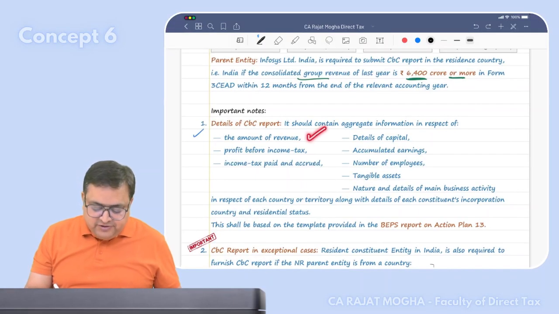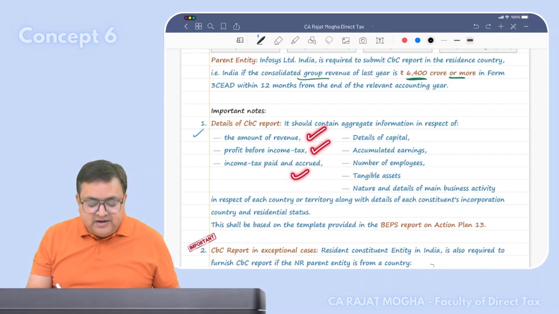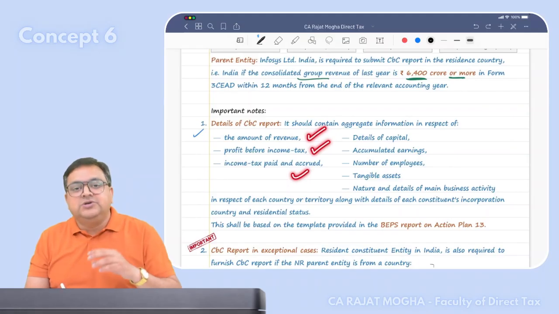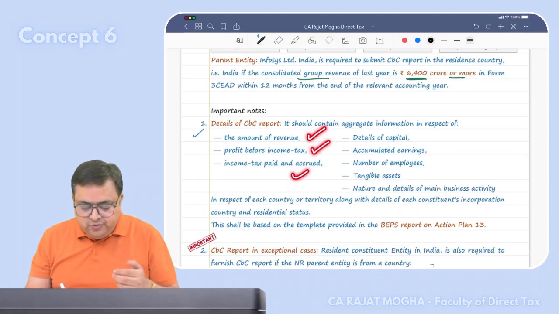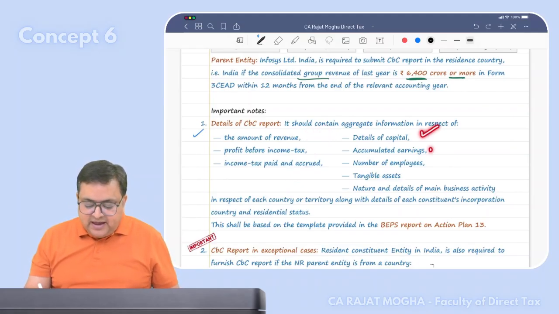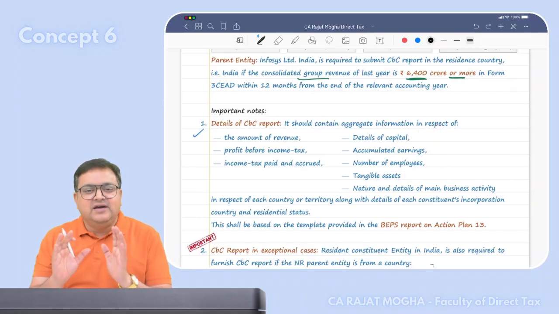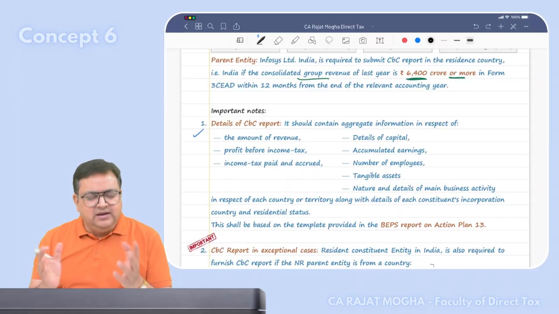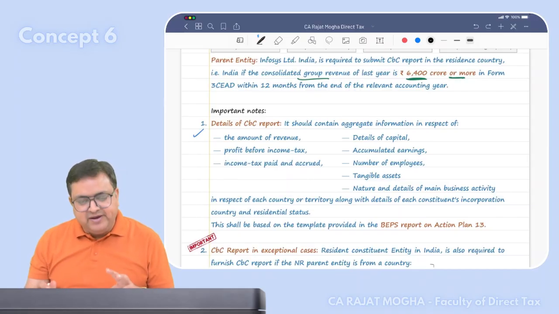So the amount of revenue, profit before tax, how much income tax you have paid in each country, and how much is still outstanding, how much is accrued, details of your capital, accumulated earnings, number of employees. No need to learn, guys. CBCR, they have not asked yet, but any time they can ask. So you should have an idea of it.